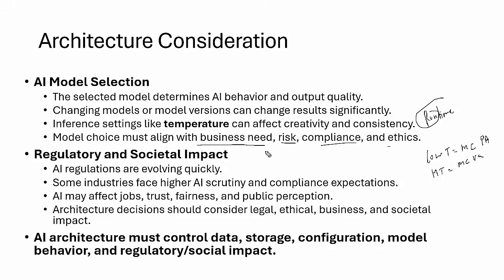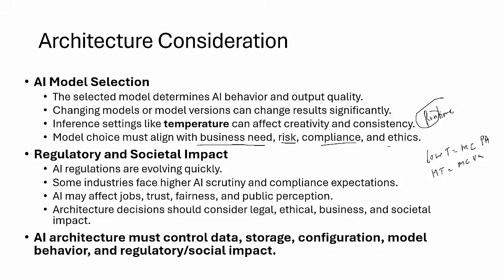And high temperature is basically a more creative and varied answer. Is it clear? So let's take an example. For legal and compliance, use low temperature because accuracy and consistency matter. For a marketing slogan, high temperature may excel because creativity matters. So temperature may affect creativity and consistency. And as I said, model choice must be aligned with the business need, compliance requirement and all that.